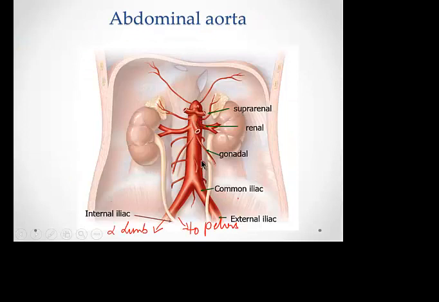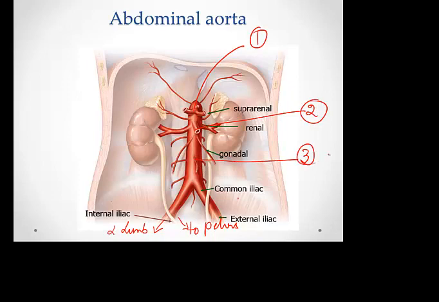Here are the 3 branches that I just described which have been cut. So this is the first one, celiac trunk, second one, superior mesenteric, and third one, inferior mesenteric. So we cut them off. Now let's look at the branches which I said came off from the side. The branch which goes to the adrenal gland is called suprarenal artery. The branch which goes to the kidney, you can see, is called renal artery.